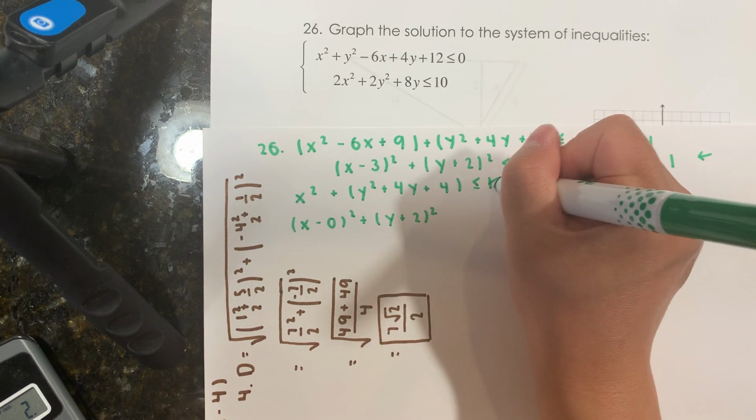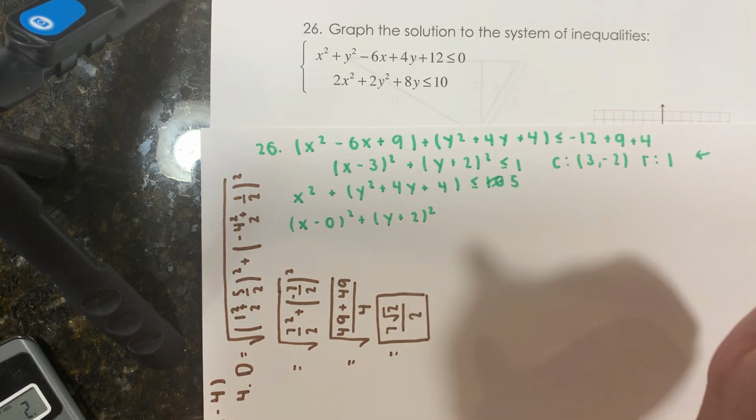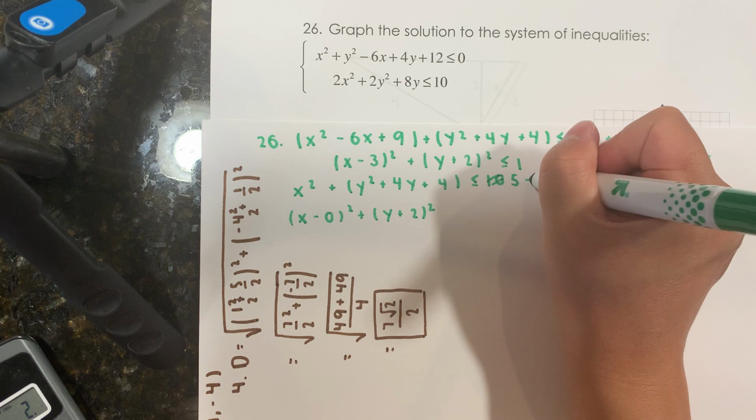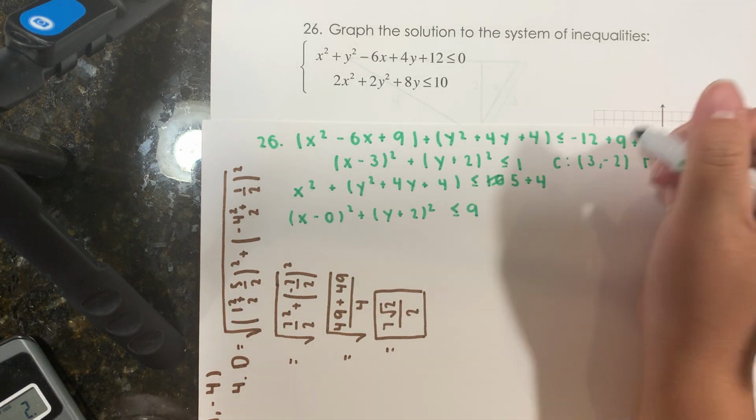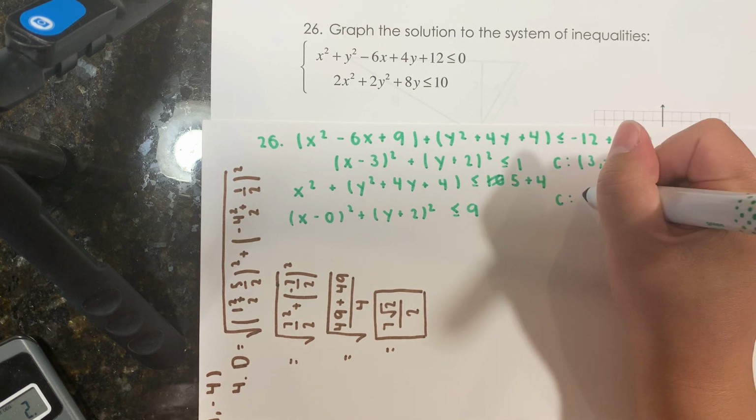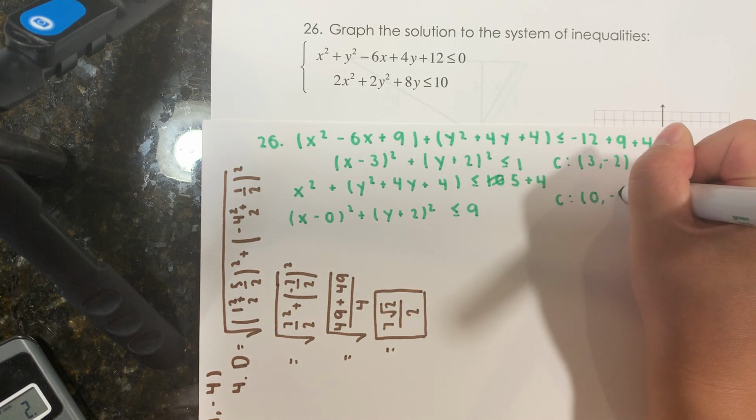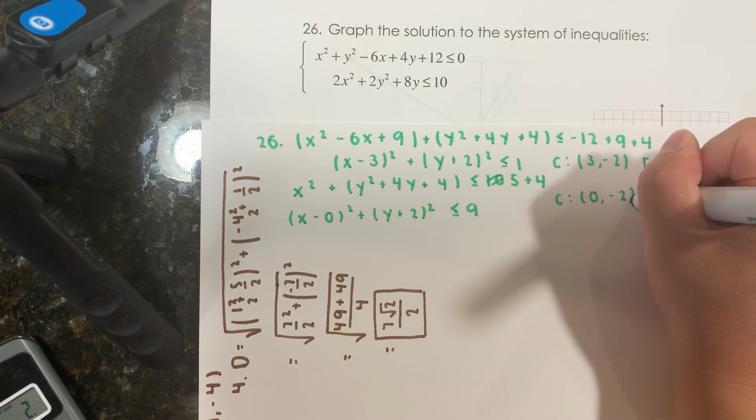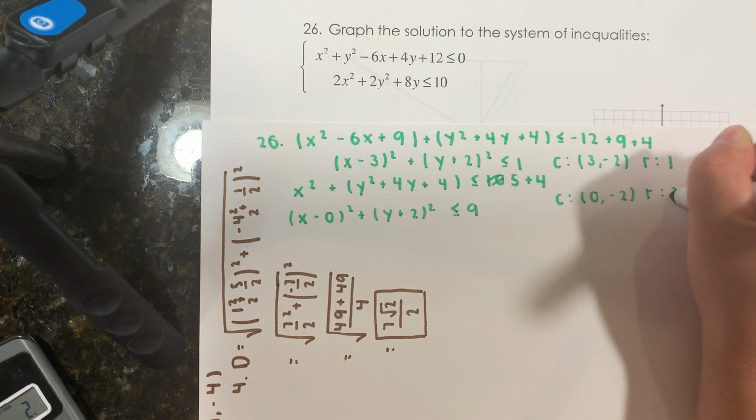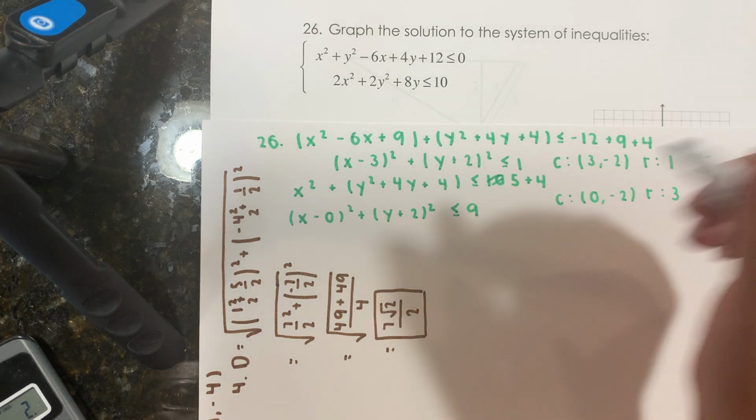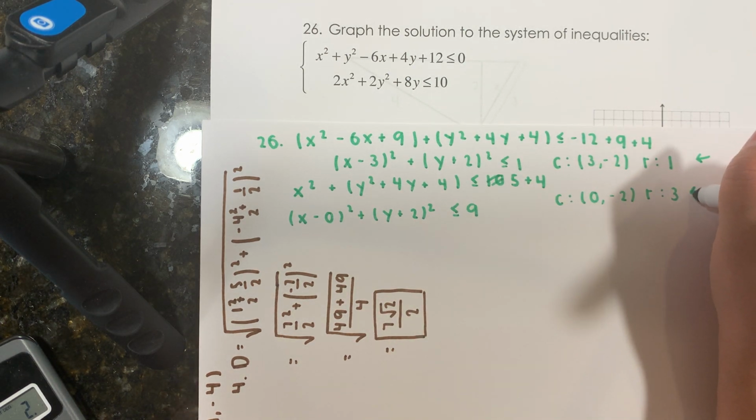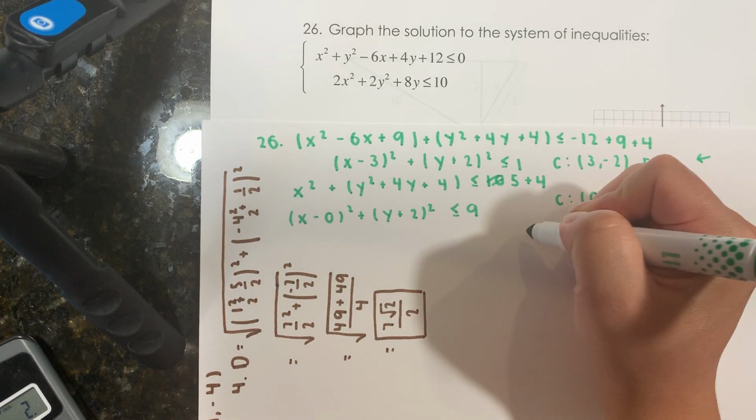Nope, this should be a 5 because I did not divide it by 2. So I add 4 to the 5, so that would be less than or equal to 9. So now the center of this circle is going to be 0, negative 2. And the radius is going to be equal to 3 because it's the square root of 9. Now this is less than also, so it'd be everything inside of this circle as well.